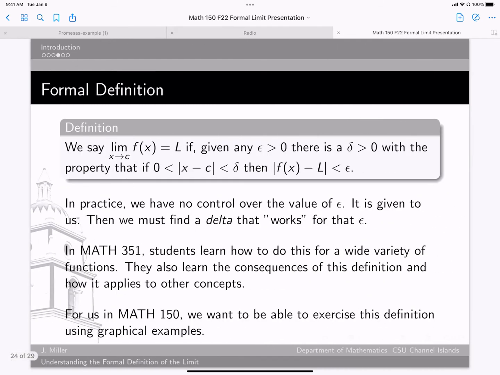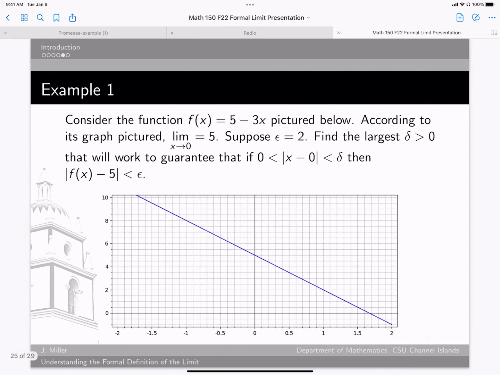But for us, we want to be able to exercise this definition using graphical examples. So we're going to keep it simple. So here's an example. Consider the function f of x equals 5 minus 3x pictured below. According to its graph, the limit as x goes to 0 of f of x is 5.